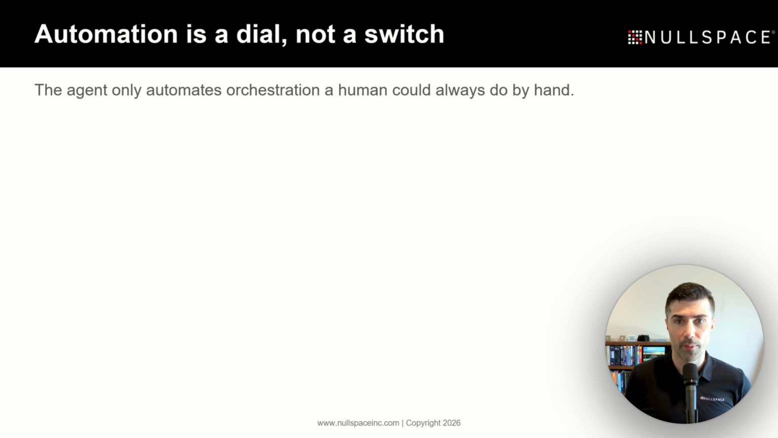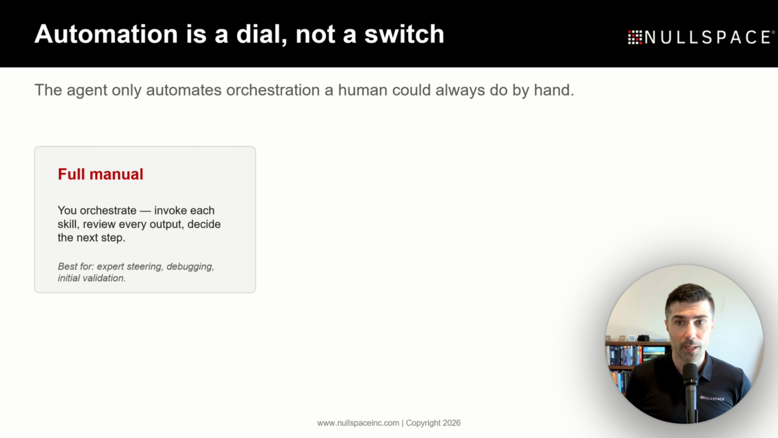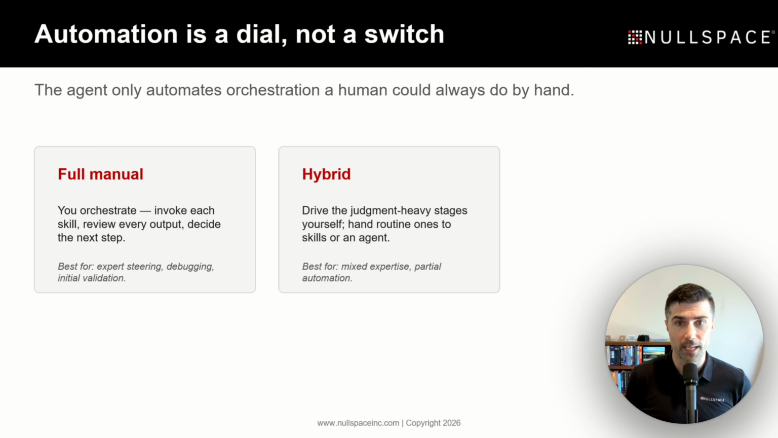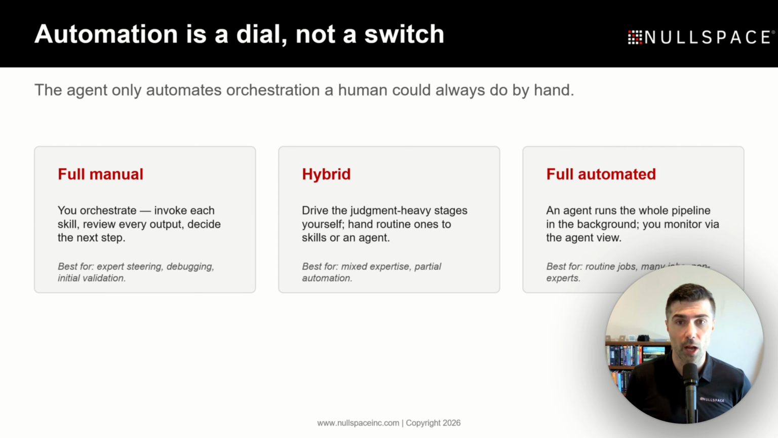If you take one thing from this video, it's this. Automation here is a dial, not a switch. You get to decide if you want to orchestrate everything yourself, invoking each skill manually and reviewing each output as it's produced. This is what's called maximum control. In the middle, you can drive the judgment-heavy stages and hand the routine ones off. And on the other end is the fully automated process where the agent runs the whole pipeline in the background while you simply monitor the progression.